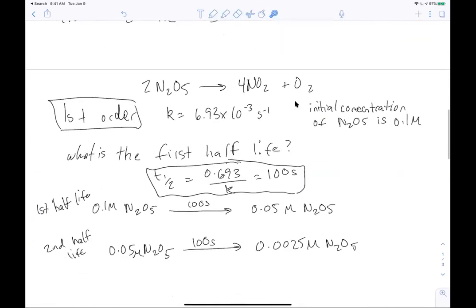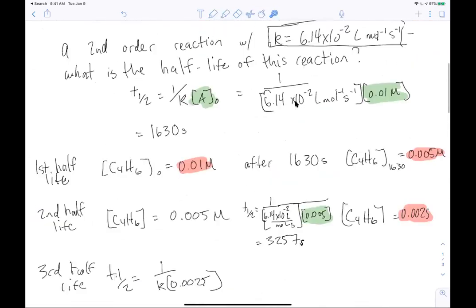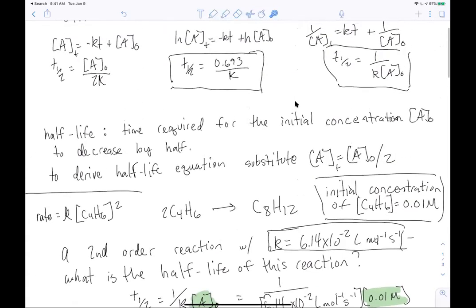Zeroth order, we also see that there's a concentration term in there. Where is it? There it is. Zeroth order, we see there's a concentration term in there as well. So again, we expect that the half-life will change depending on what the initial concentration is.